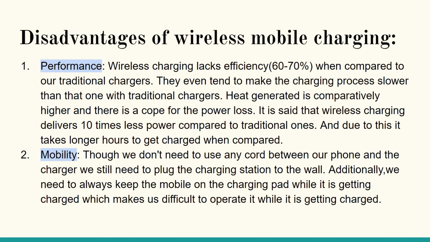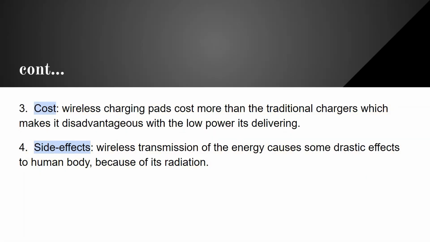Second one is mobility. Though we don't need to use any cord between our phone and the charger, we still need to plug the charging station into the wall. Additionally, we need to always keep the mobile on the charging pad while it is getting charged, which makes it difficult to operate it meanwhile. Third one is cost. Wireless charging pads cost more than the traditional charger, which makes it disadvantageous with the low power it's delivering. Fourth one is side effects. Wireless transmission of energy causes some drastic effects to the human body because of its radiation.